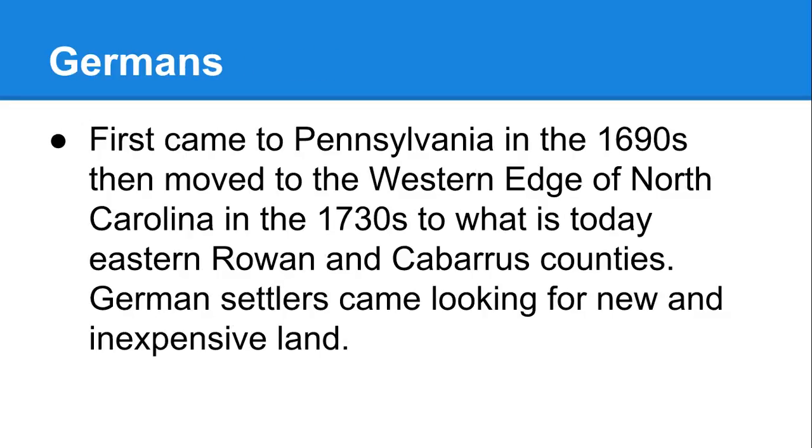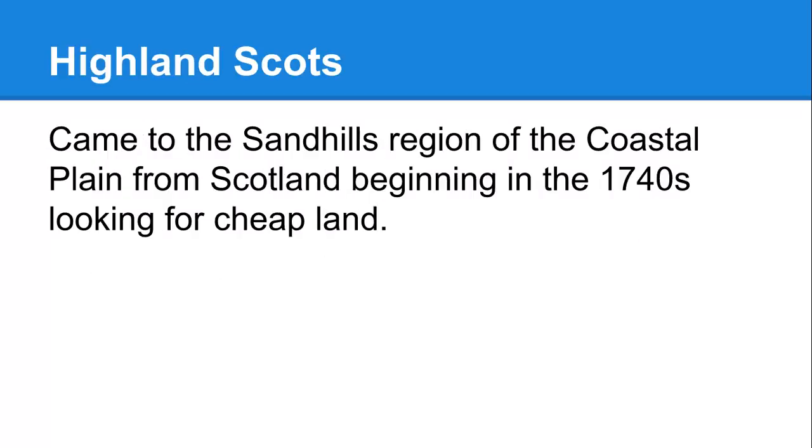Next group, the Germans. The Germans first came to Pennsylvania in the 1690s. They moved to the western edge of North Carolina in the 1730s to what is today eastern Rowan and Cabarrus counties. They were German settlers who came looking for new and inexpensive land. The Highland Scots. They came to the Sandhills region of the coastal plain. They came from Scotland. They started coming in the 1740s, and they came looking for cheap land.